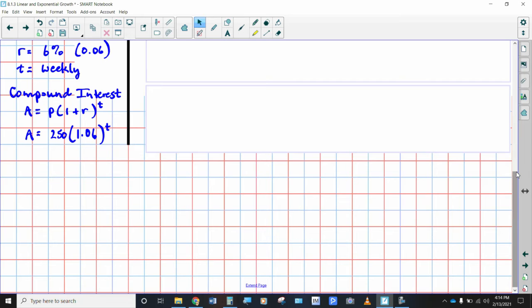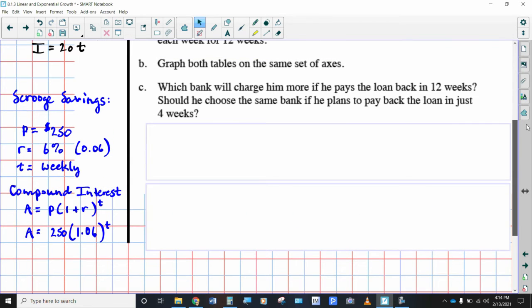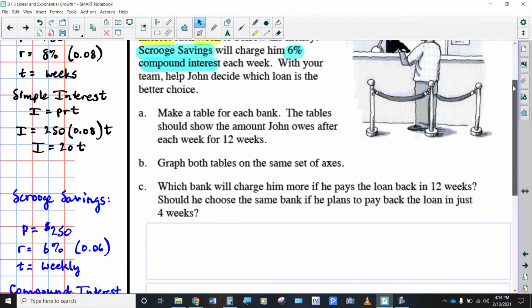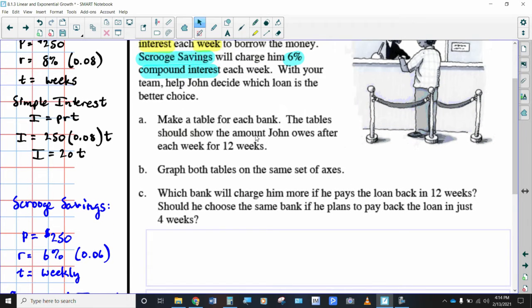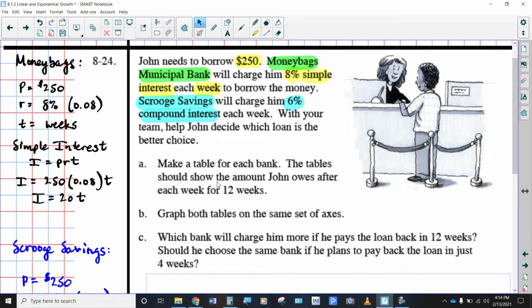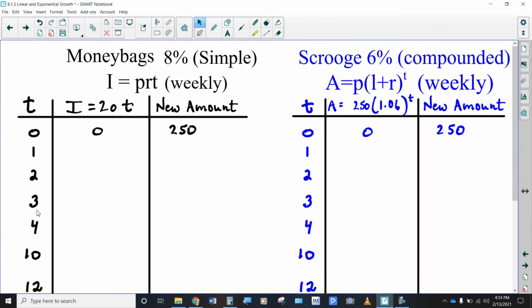Okay, so we've got our two different situations here. And what we're going to do is go to a table and create two different tables, one for Moneybags and one for Scrooge Savings. And it says, show the amount John owes after each week for 12 weeks. So I'm going to pause, and you should pause, and copy this down exactly how you see it.